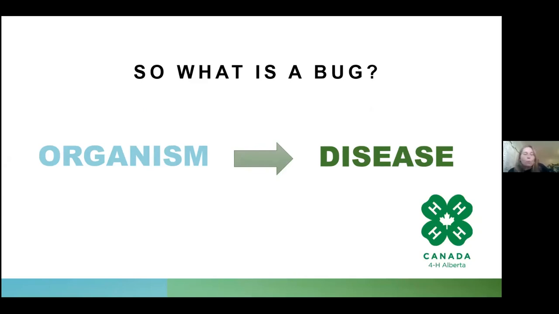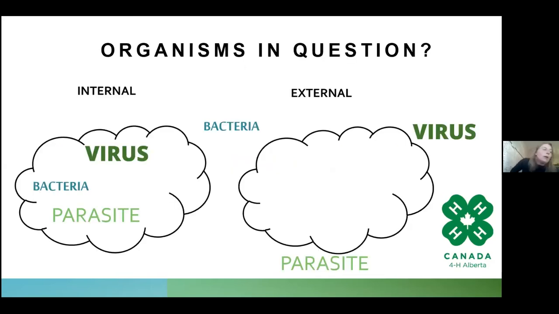But what bugs are we talking about? We are talking about microorganisms or organisms that infect our sheep and then can create a disease. So what are those bugs? Well, for purposes of tonight, I'm classifying them as viruses, bacteria, and parasites. So again, then we'll classify them a little more.